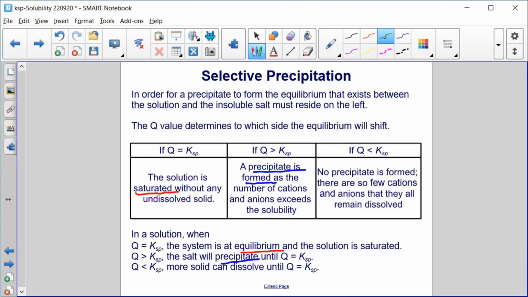If Q is less than Ksp, then no precipitate is formed. There are so few cations and anions that they all remain dissolved. And so more solid can dissolve until Q is equal to Ksp. We would say that that's an unsaturated solution.